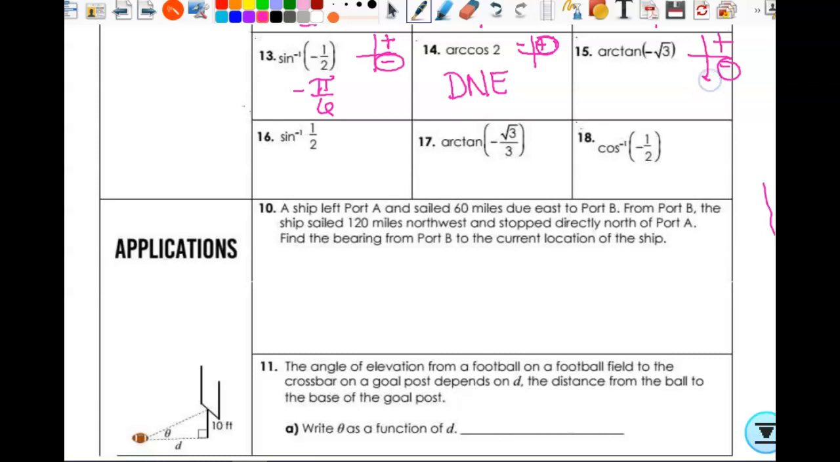I'm only going from negative pi halves to pi halves. So I'm in the fourth quadrant, but I don't have to overthink it. What's my answer? But negative. Negative pi thirds. All right.